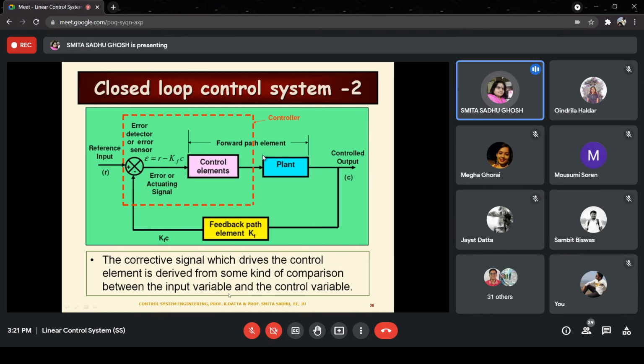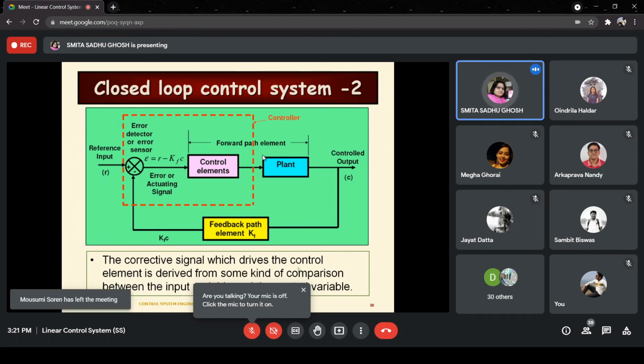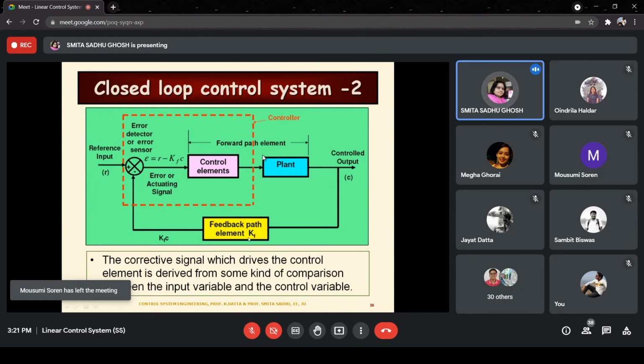That "some kind of" has been used because it's not a difference between the input variable and the output variable, which it would have been if we had a unity feedback. But in general, it is a non-unity one that we are studying. So in the general case, basically, we would be having the difference between the input signal and some sort of signal which is derived from the controlled output, right? So R minus KFC is equal to epsilon.